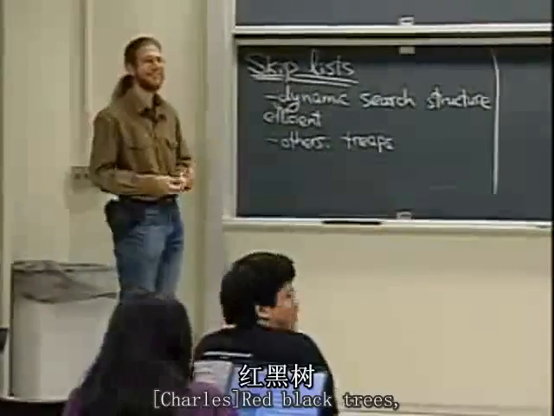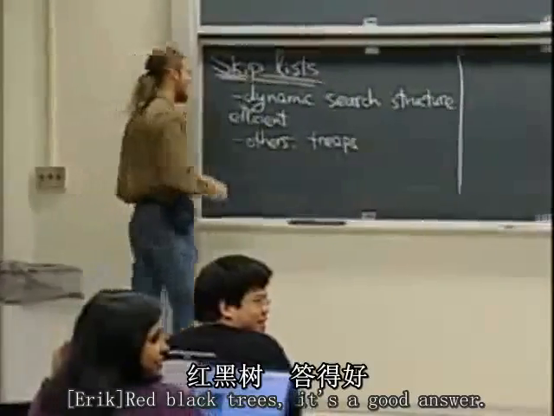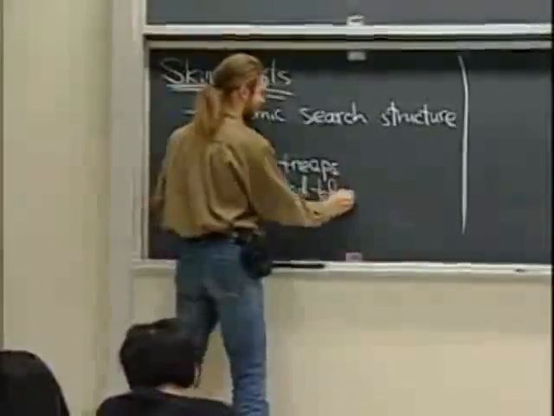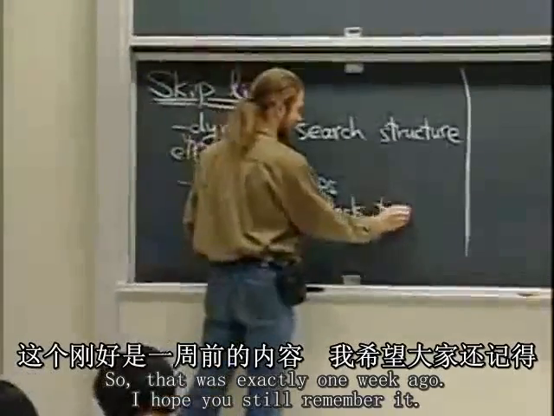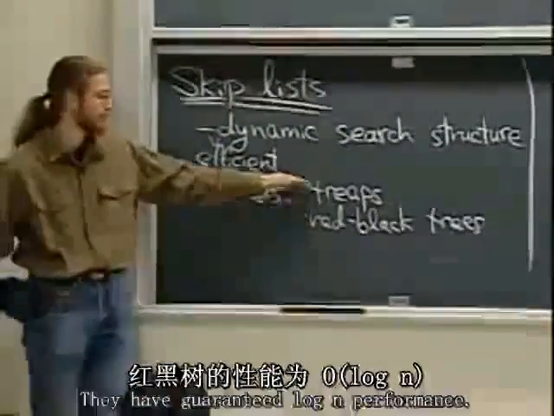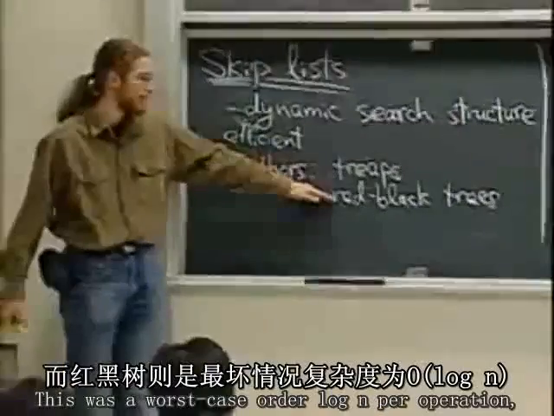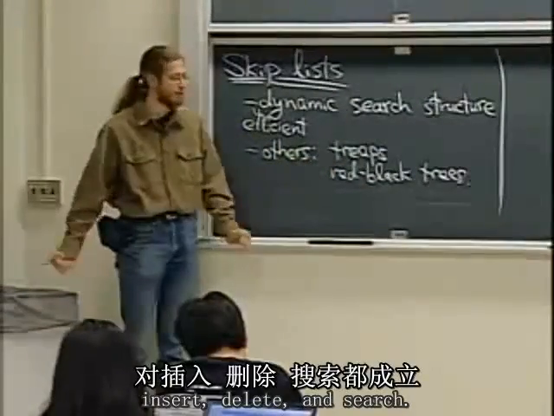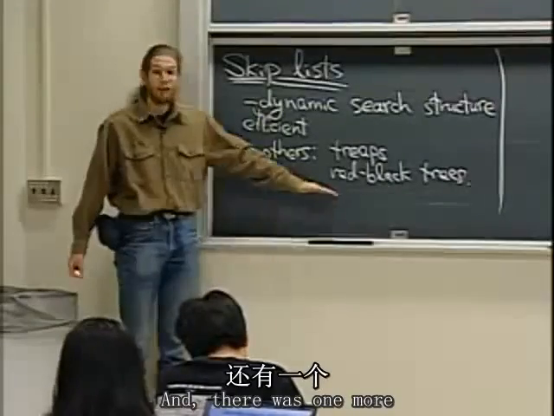Charles. Red-black tree. Red-black tree is a good answer. So that was exactly one week ago. I hope you still remember them. They have guaranteed log n performance. So this was an expected bound. This was a worst case order log n per operation. Insert, delete, and search.